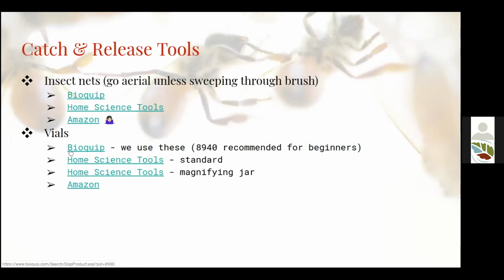And then regarding vials, here's a link out to the catalog section for the insect collecting vials that they have available. And the 8940 code is the sizing that we recommend for beginners. It's a little bit larger and easier to manipulate, and they have those easy snap-on lids. If you're looking for something with a magnifying lid, Home Science Tools has one, and then they're also pretty widely available on Amazon.